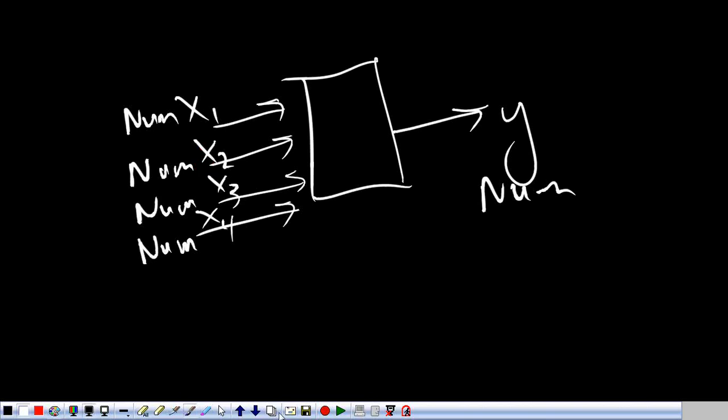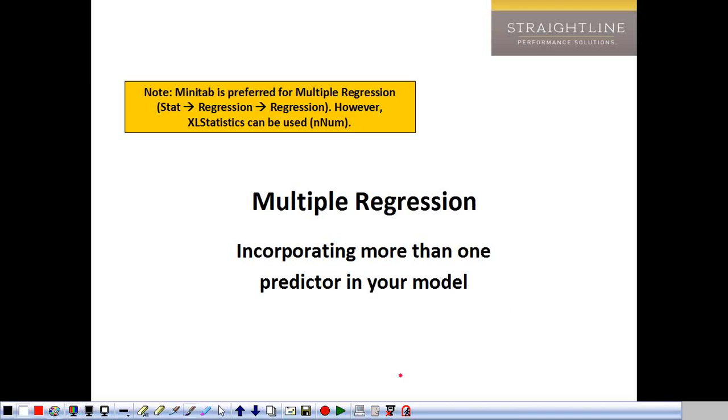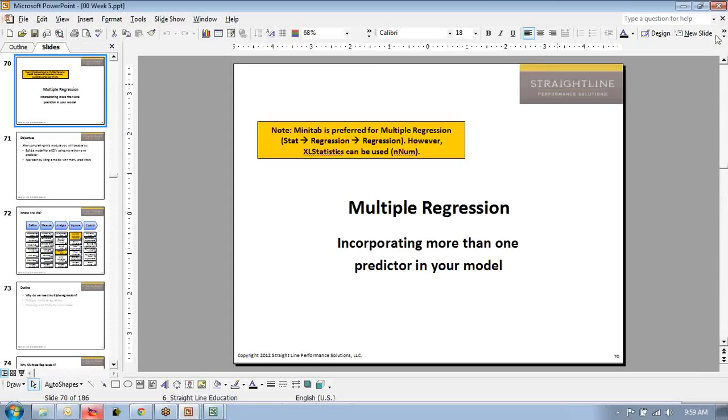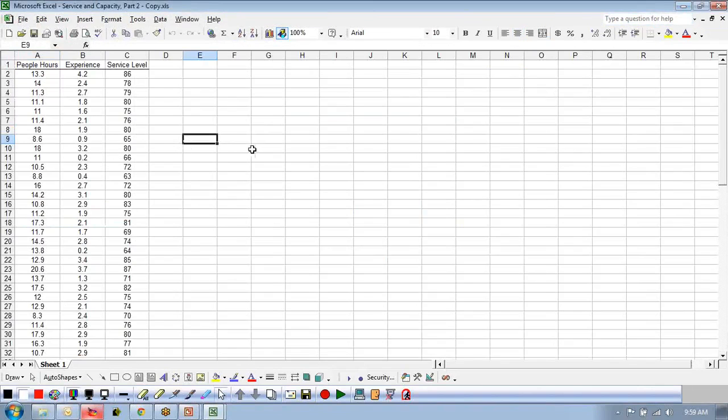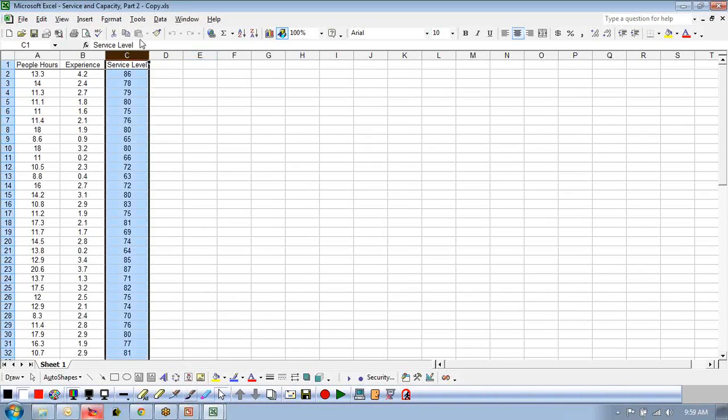The example I want to do is actually taken from the book. It's an example that we covered a little bit earlier. It's people hours versus experience. Remember that one? Or versus service level. So if you recall, we want to be able to predict service level. We'll be in a situation where we're providing a service to a customer, and we want to be able to provide a certain level of service.